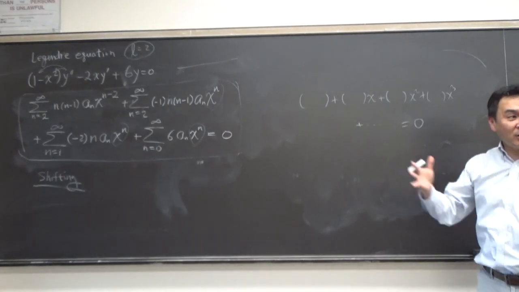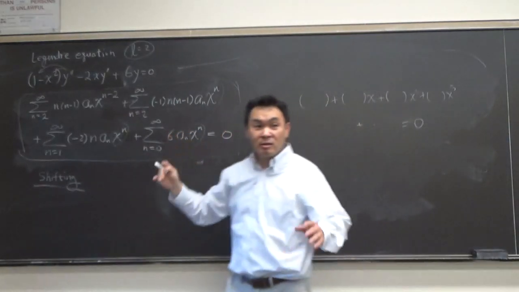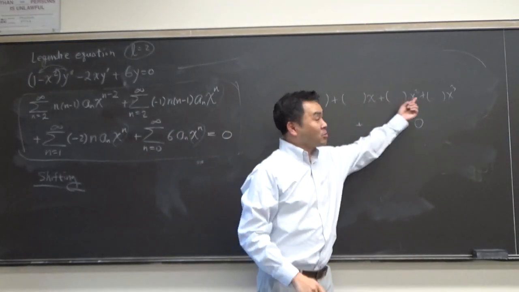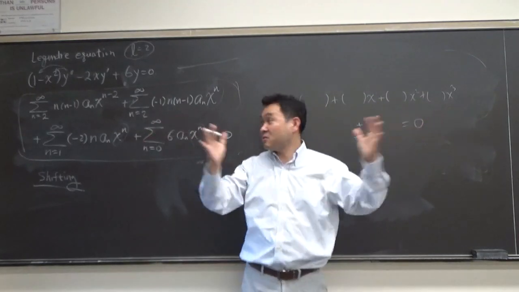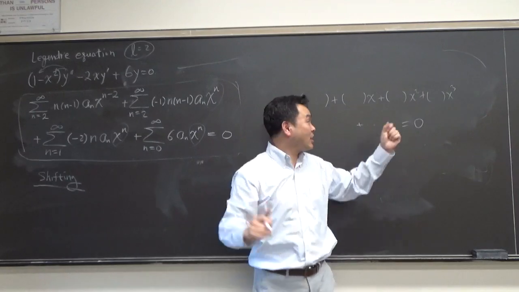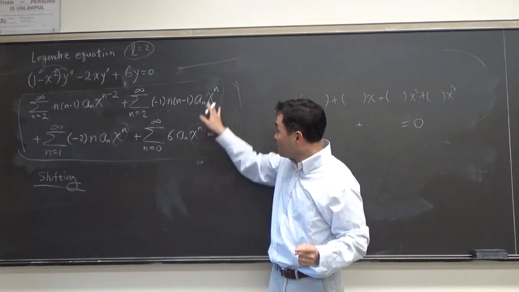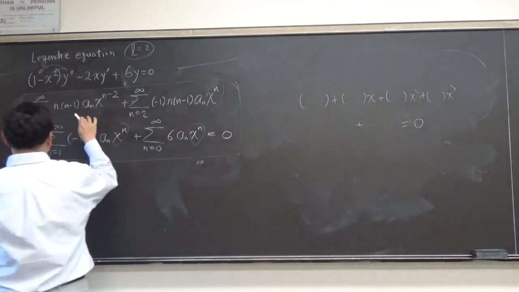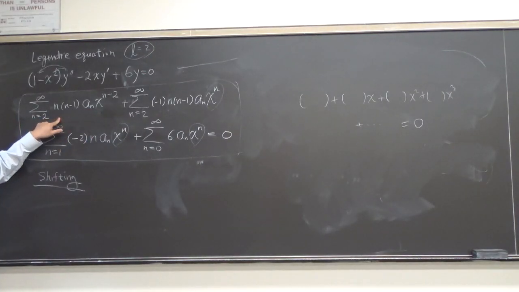But in order to do that, we have to organize everything here in the powers of x, right? So we want to put these sigmas together into a single sigma with the same x power. But to do that, these are okay, but this one is not okay. This is the problem child, right? We have to do something about this.